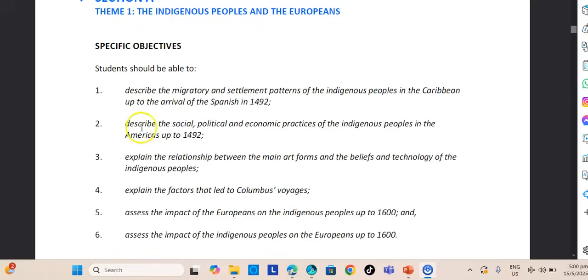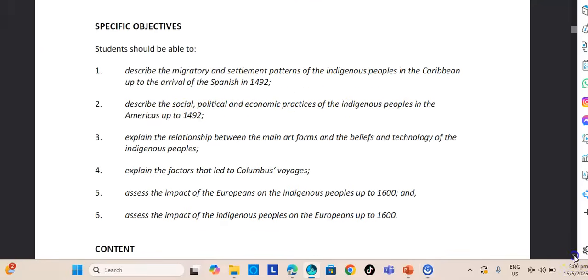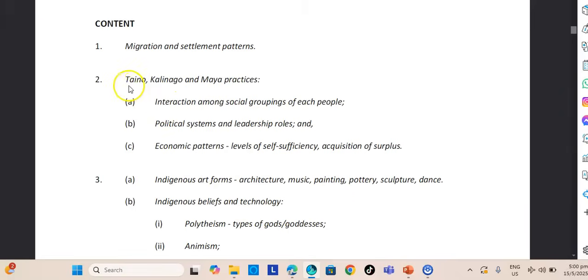Now the syllabus is asking us to describe the social, political, and economic practices of the indigenous peoples in the Americas up to 1492. So we're going to look at the Tainos, the Kalinagos, and the Mayan practices up to 1492. We're going to focus on their interaction among social groups. We're going to look at their political system and leadership roles. We're also going to look at their economic patterns, including their levels of self-sufficiency and acquisition of surplus. All right, guys, so now we're going to focus on the social grouping and interaction of the Tainos first, then their political systems and leadership roles, and their economic patterns.